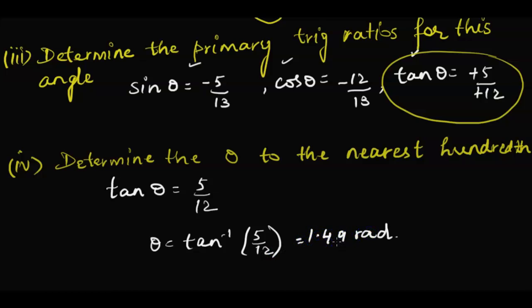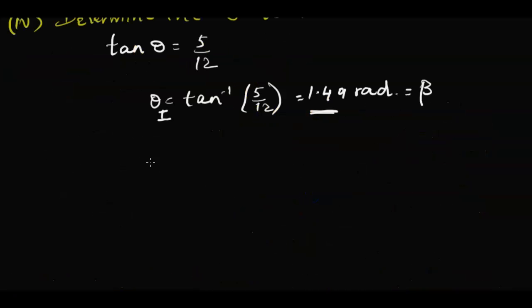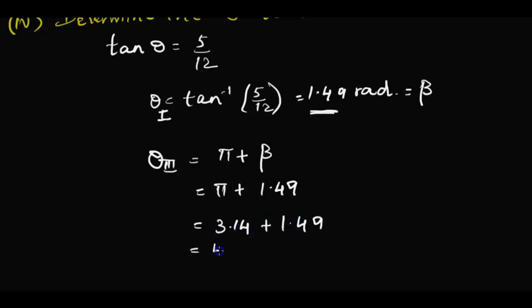This is not the final answer because the calculator only gives us the first quadrant angle. Whenever we take the inverse of any trigonometric ratio, we get the first quadrant angle from the calculator, and that value is beta. We notice here that our theta lies in the third quadrant, so we would use this beta to find the answer. Theta in the third quadrant, the rule is pi plus beta. So we would do pi plus 1.49, pi is 3.14 plus 1.49, and that would be equal to 4.63 radians. Therefore, this is our final answer for theta.